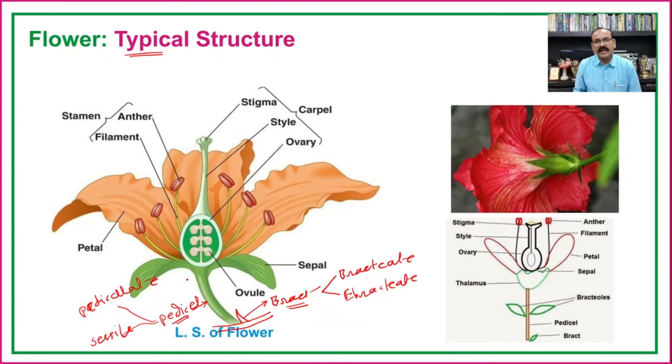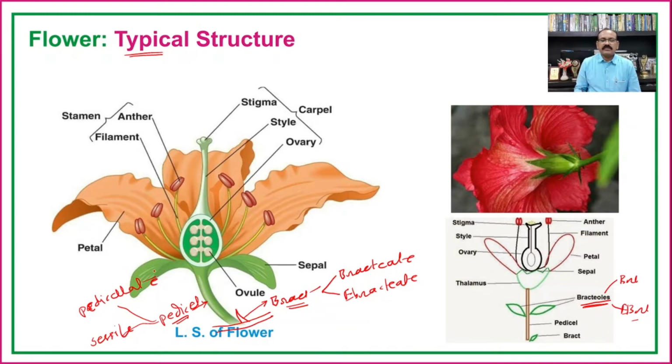In addition to that, a similar type of structure, that is a scale-like or leaf-like structure, which is present on the stalk of the flower is known as bracteole. Even the bracteole also may be present in the flower or may not be present, and on that basis again there are two types, that is bracteolate and ebracteolate type of flower.